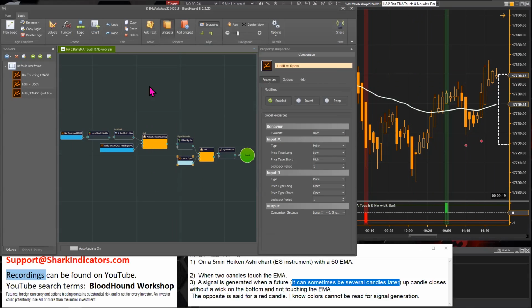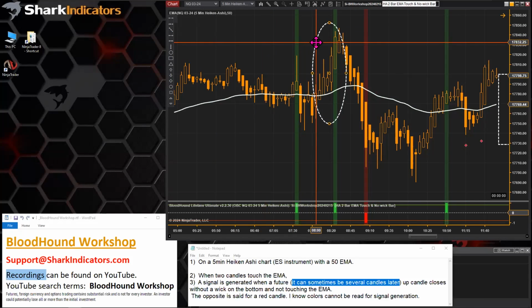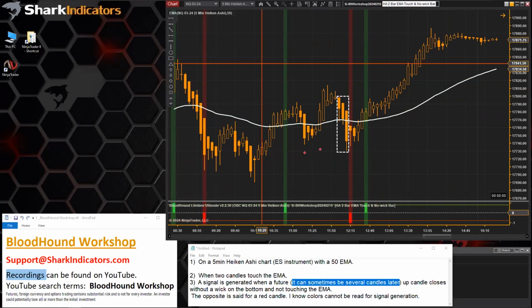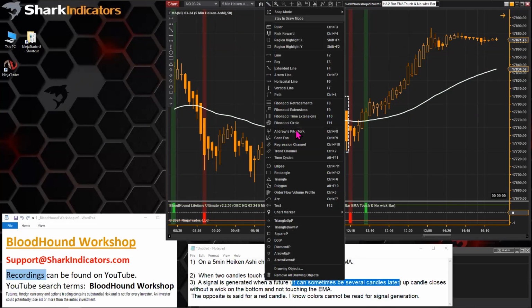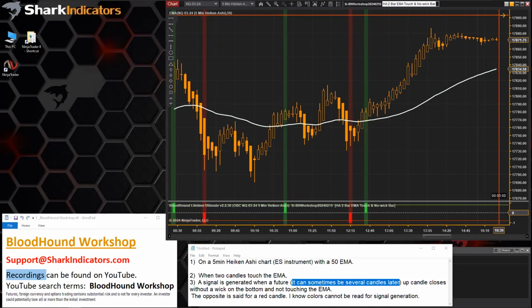All right, Alwyn, this is a separate question here, but real quick to answer. So I'll get this one done. Alwyn's asking, can BloodHound make sounds? And yes, it can. Yep, if you just look in the properties of the BloodHound indicator. Let me just clean up my chart here, get rid of all these drawing objects.